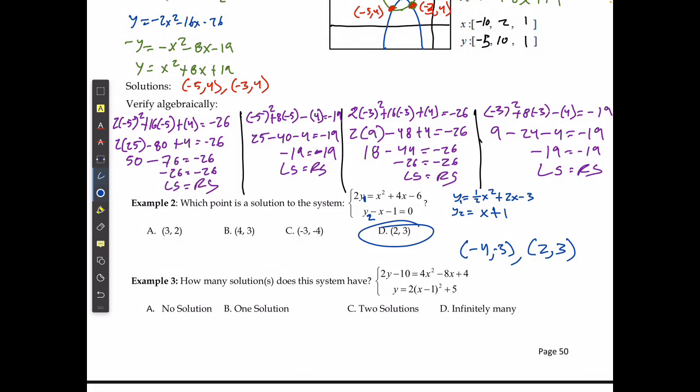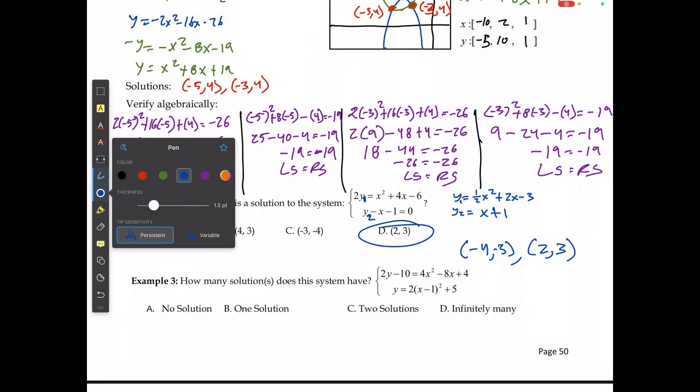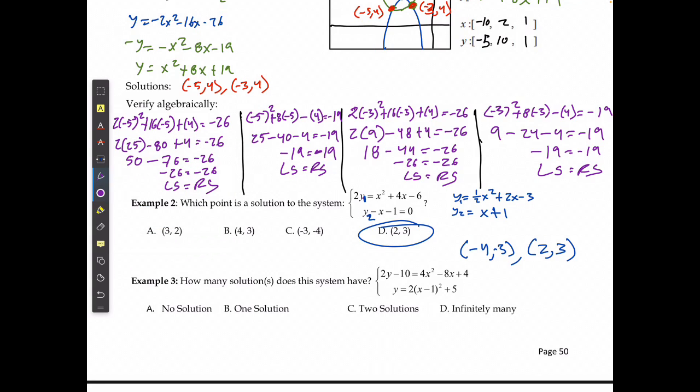For example 3, I'm going to isolate in the first equation, so I'm going to first move that 10 over and say that this is going to now become plus 14. And then I'm going to divide everything by 2, which means that y1 would equal 2x squared minus 4x plus 7.